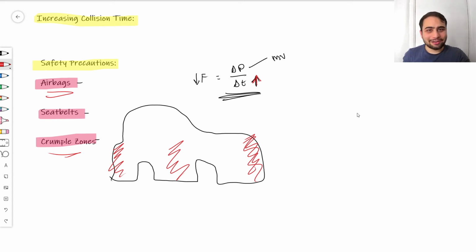So that was a lot of information there, but you really need to understand that any sort of safety feature is all designed to increase collision time, because if you increase the collision time, you decrease the change in momentum, you decrease the force felt by the person.